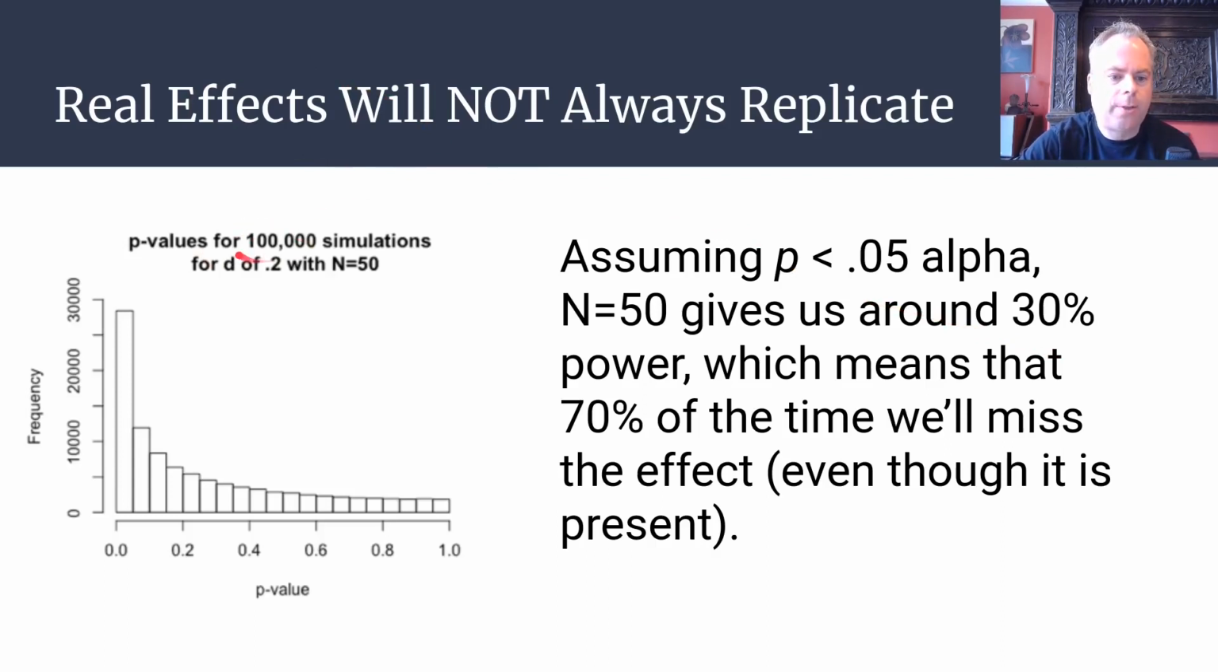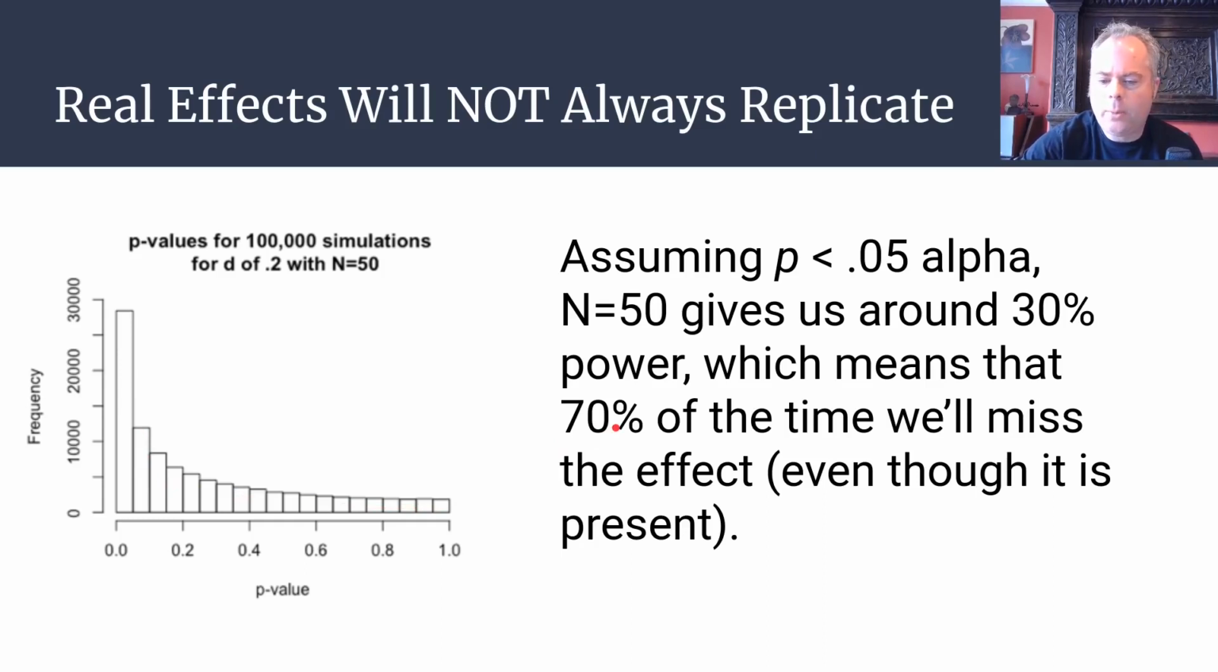So here's a set of 100,000 simulations looking for a small effect size, Cohen's d of 0.2. So assuming a critical alpha level of 0.05, we've got a set of studies here with about 30% power, which means that 70% of the time we're going to miss the effect even though it's present. So this isn't a great study in terms of experimental power, because even though the effect is there to be found, only about 30% of the time, so this bar here, are we going to find the effect. All these other times we're simply not going to find the effect.